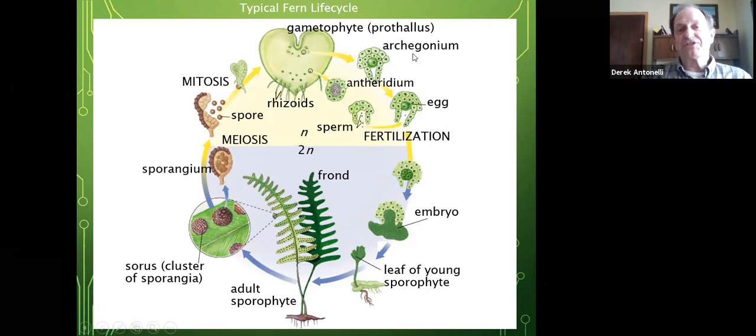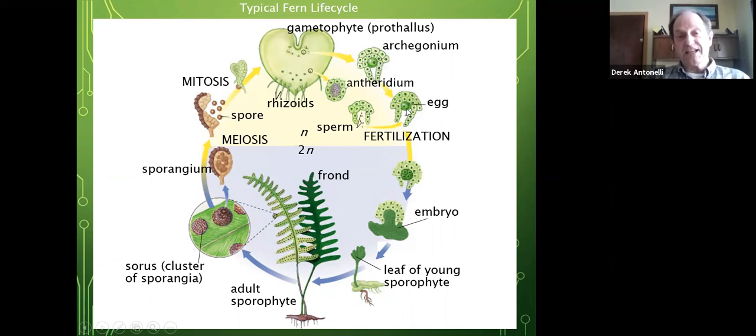And on the prothallus, you'll find it has some archegoniums where the eggs are produced, and antheridiums where the sperm is produced. Now, it's preferable for the sperm to swim from one prothallus to a different prothallus so you can get a better mix of genetic material, but they can self-fertilize.